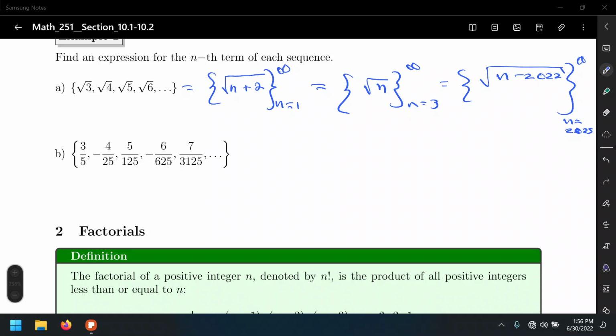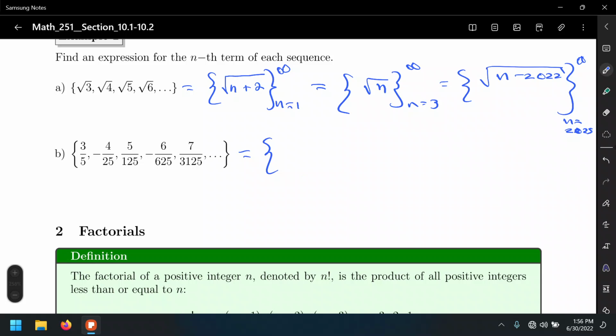All right, let's see. Letter B. Let's see what we got for letter B. So number one, did you notice any pattern of numbers? Well, there's actually 3 different patterns total that we need to identify. Okay, what's the most prominent one?